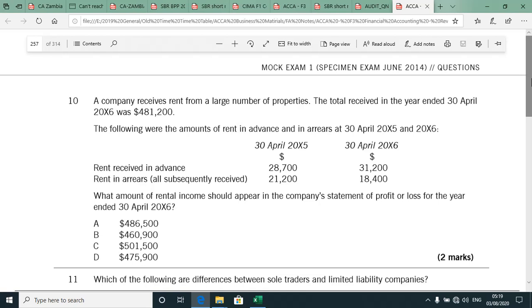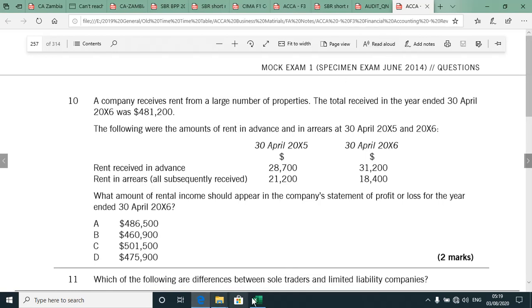The company receives rent from a large number of properties. Total received in the year ended 30th April X6 was 481,200. The following were the amounts of rent in advance and in arrears at 30th April, that is 20X5 and 20X6. What amount of rental income should appear in the company's statement of profit or loss for that year ended 30th April 20X6?